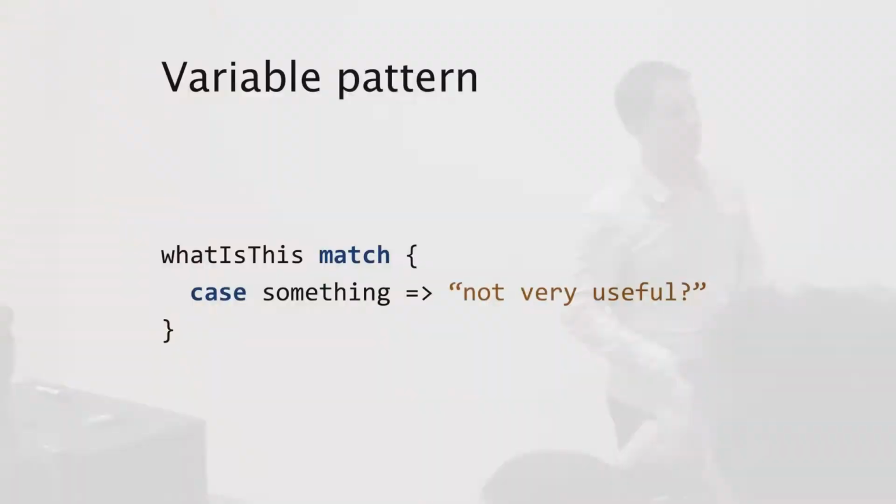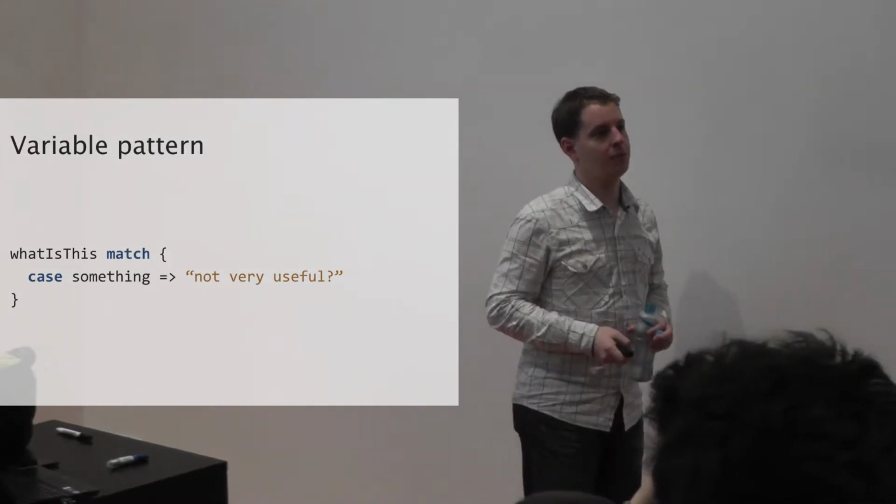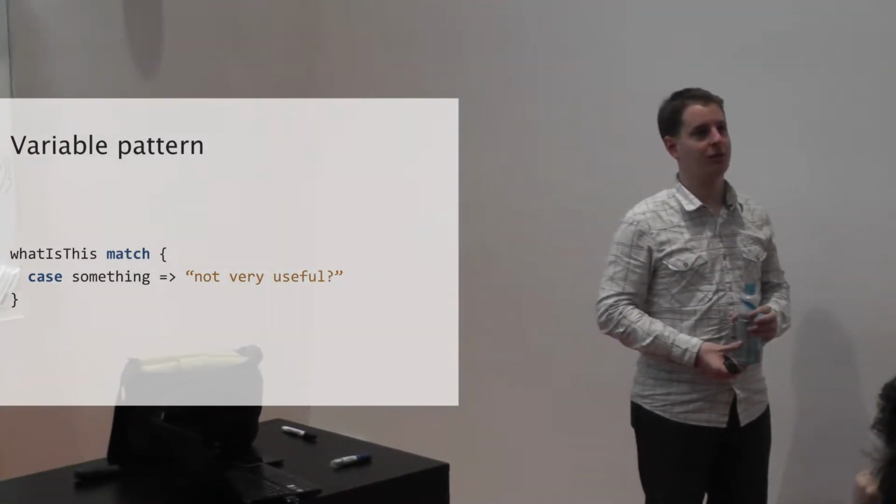So another pattern is the variable pattern. It's like the wildcard pattern. It also matches anything and creates a new variable with this name for this anything. So in this rather useless code, you will create a new variable something which will contain the value of whatIsThis. What would be the type of the something variable? We know that.